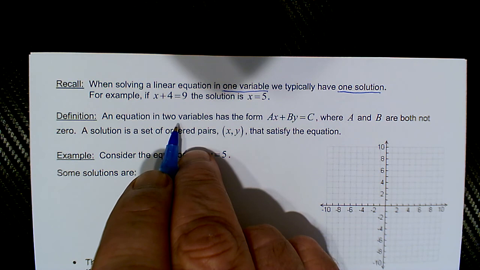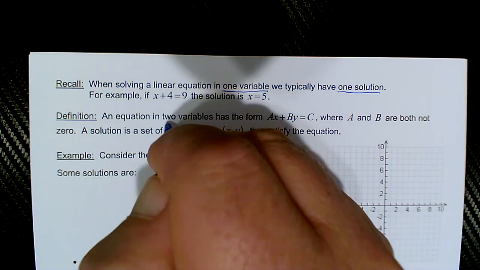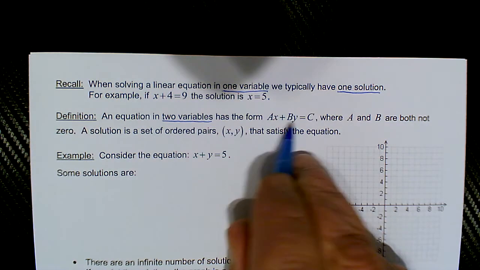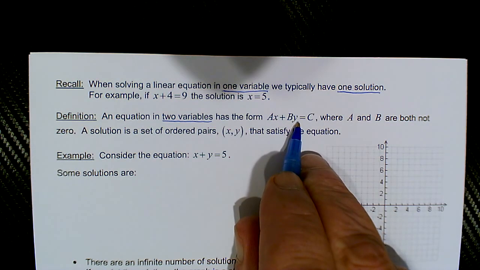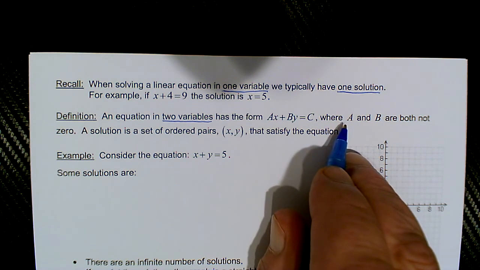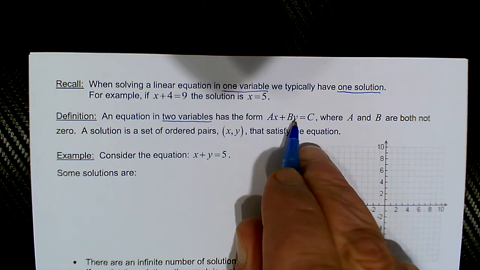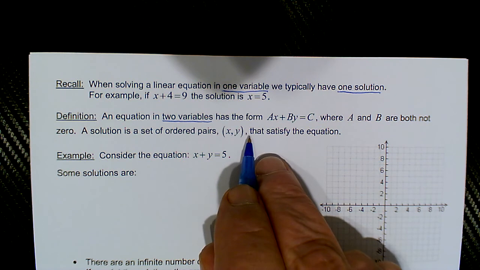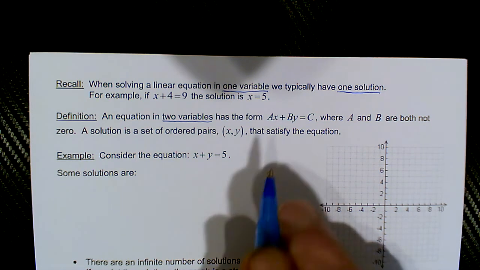Now we define an equation in two variables. An equation in two variables will have both an x and a y involved. And a, b, and c are just numbers, but we have a stipulation here that a and b are both not equal to 0. Because if they were both 0, then there wouldn't even be an equation involving a variable. And a solution is actually a set of ordered pairs. So a value of x and a value of y that satisfy the equation.